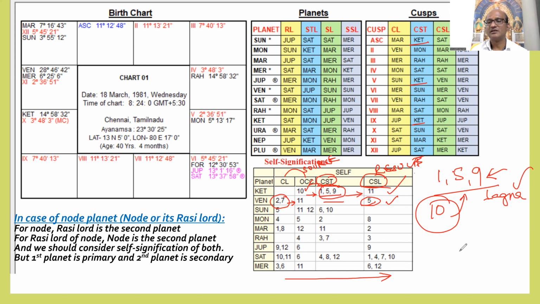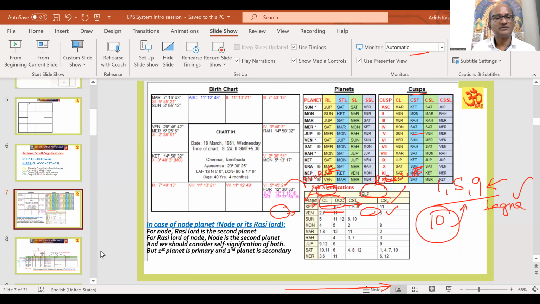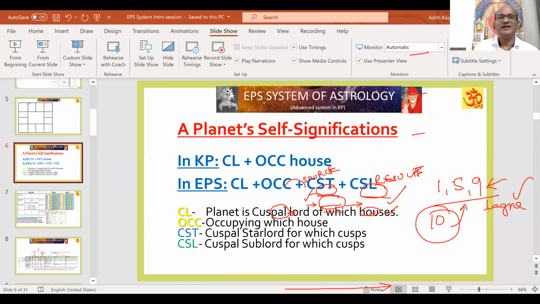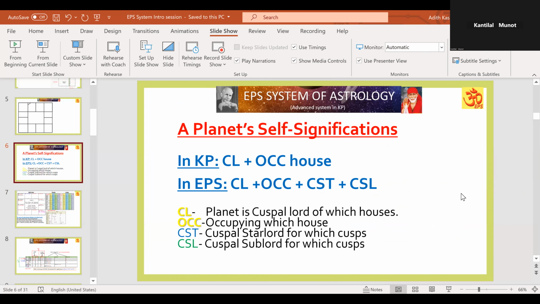Yes, sir. So the same way we have to study each planet from left to right. Okay, sir. So anybody having any doubt, please ask. Let me go to the example. Any doubt, sir? No, sir. No doubt. Okay. Thank you, sir.